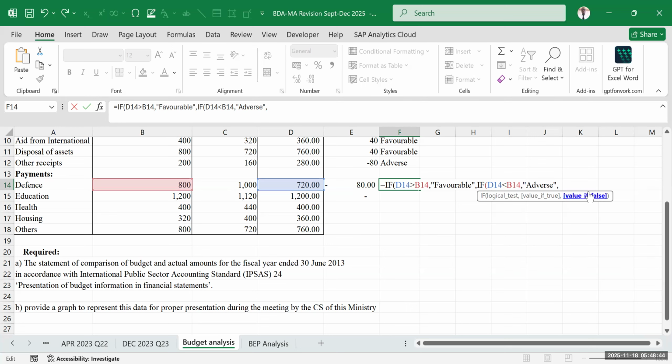If all these are false, then what happens? Then it simply means they're equal. If this is not greater than this and this is not less than this, now what is remaining? They're equal. So both the two are false, then it simply means they are equal. So in that case, we say there is no variance.